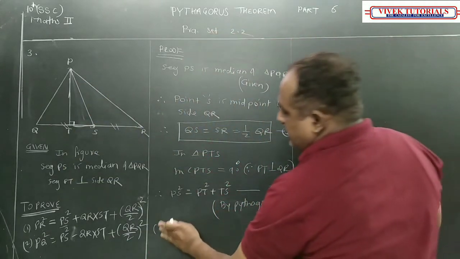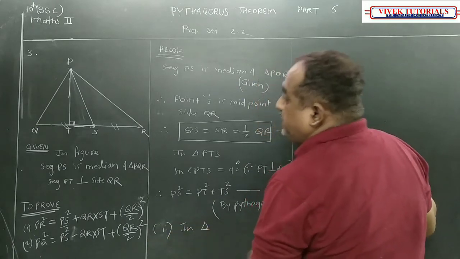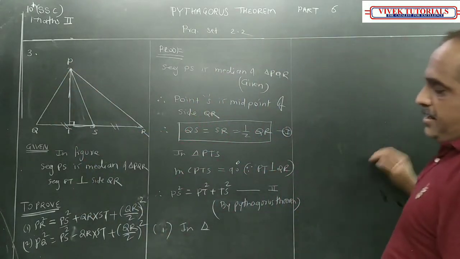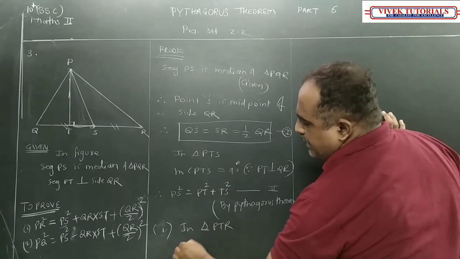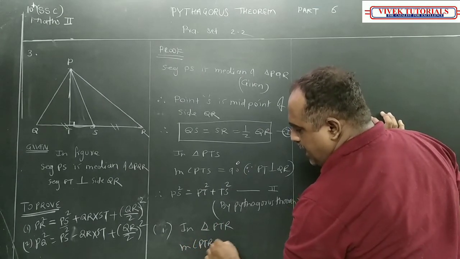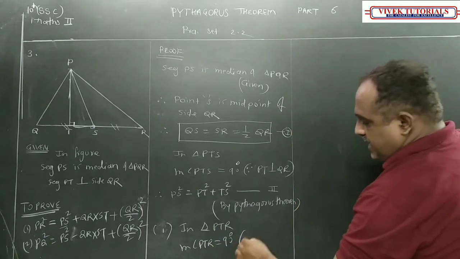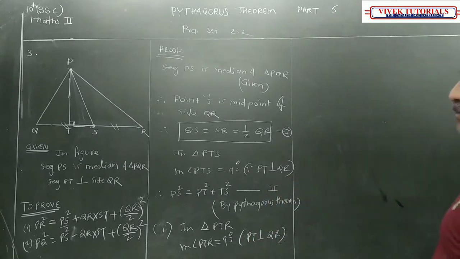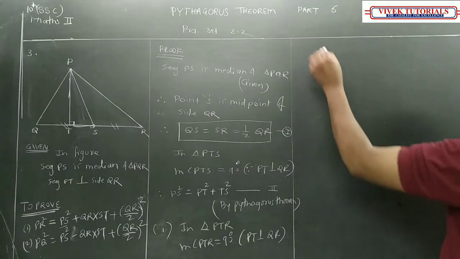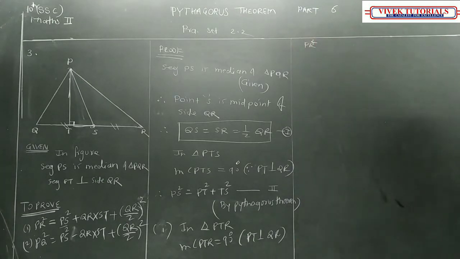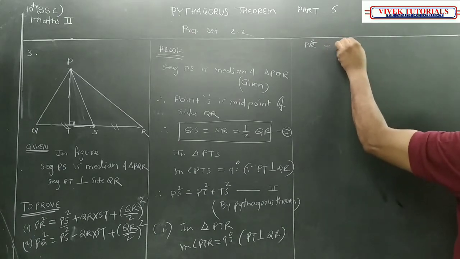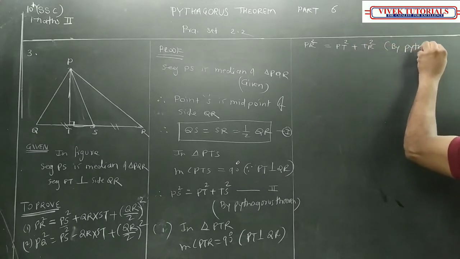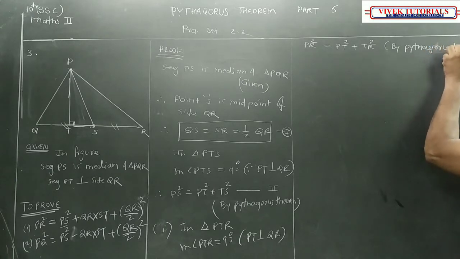So for the first one, PR is a part of which right angle triangle? Then you can say PTR. So in triangle PTR, measure of angle PTR is equal to 90 degree. Again, same thing is there. PT is perpendicular to QR. Again, you can apply Pythagoras theorem. What is the Pythagoras theorem now? PR square is equal to PT square plus TR square by Pythagoras theorem.